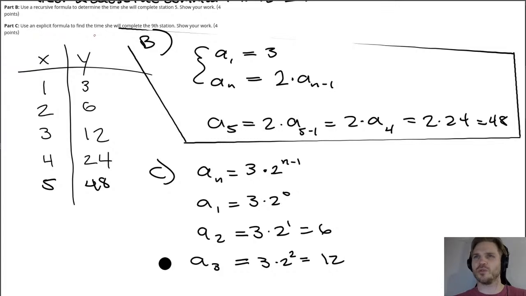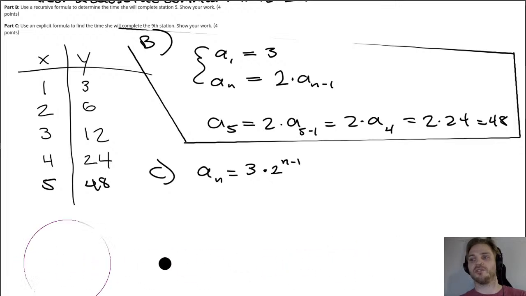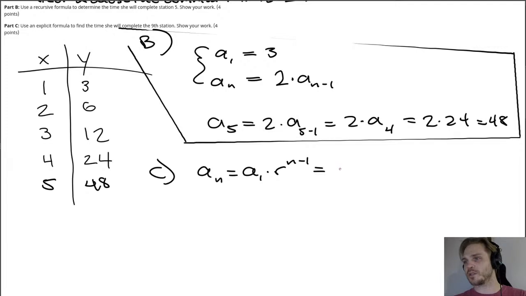It says, use an explicit formula to find the time she will complete the 9th station. This is cool because you don't need to generate 6, 7, 8 in order to feed it in using the recursive method. So just get rid of that. You're going to do A1 times R to the n minus 1. That's your formula, depending on how you want to index. 3 times 2, the common ratio, to the n minus 1. So that's our formula.